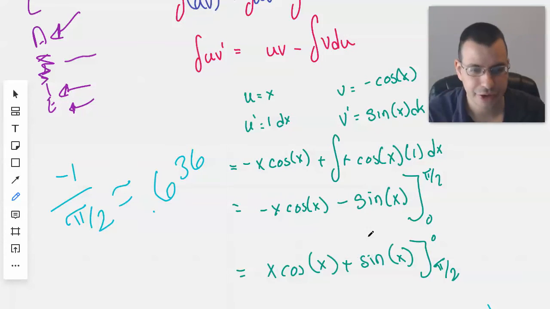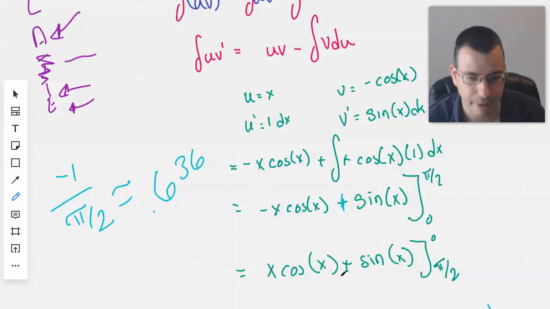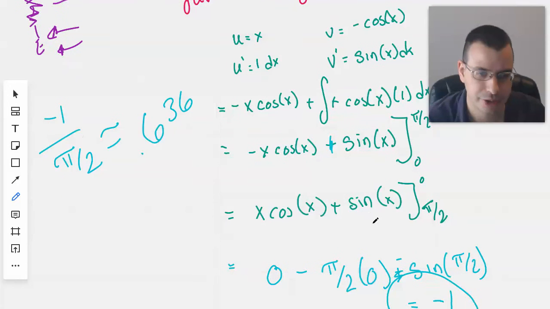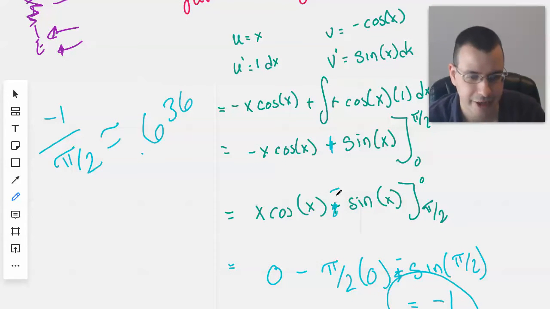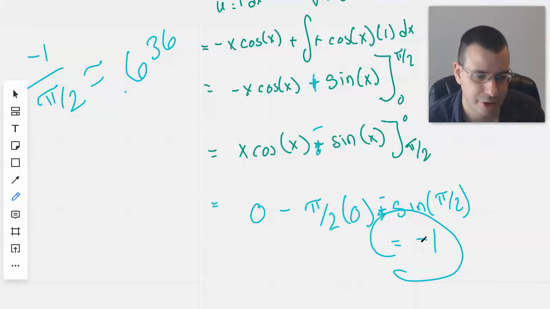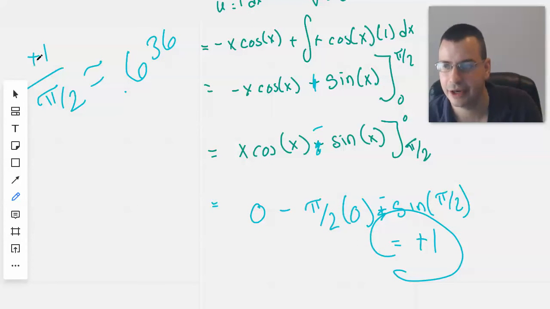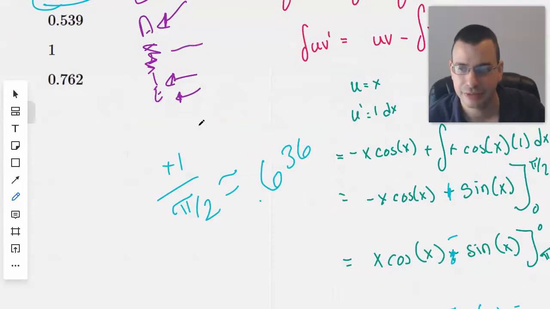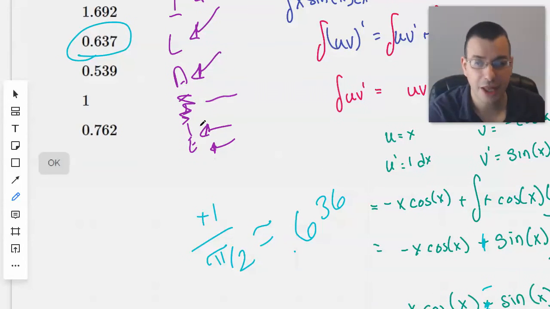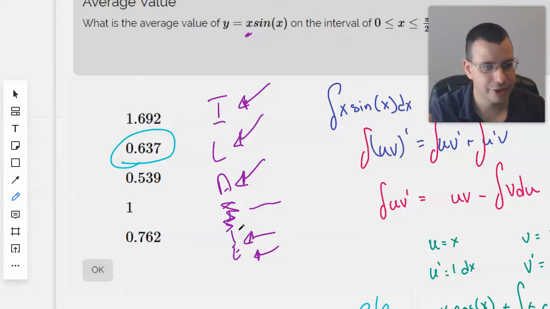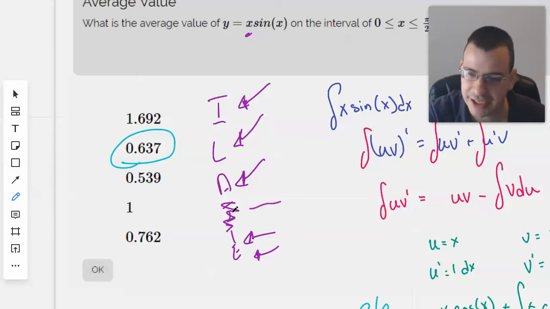Oh well. So, this is the mistake I made. Plus, which becomes negative, which becomes plus. There we go. So, 0.636. All right? So that's the way I would do it. You know, I would recommend leaving out the mistake, but as long as you catch it, I guess that's fine.